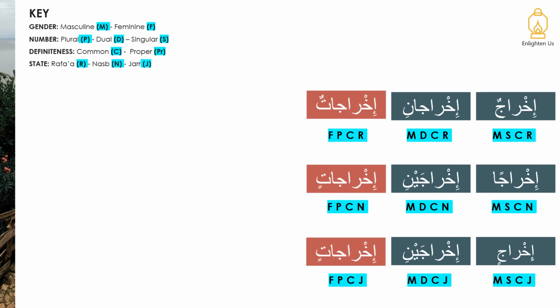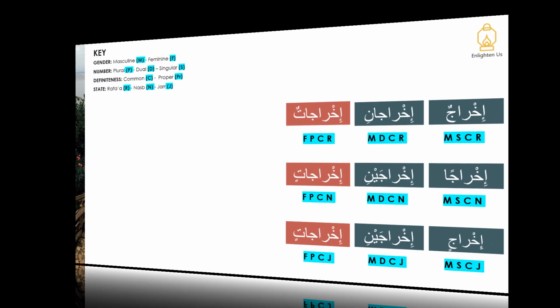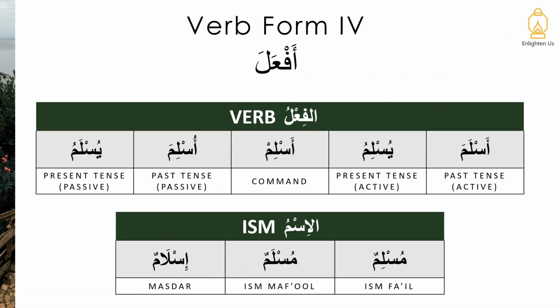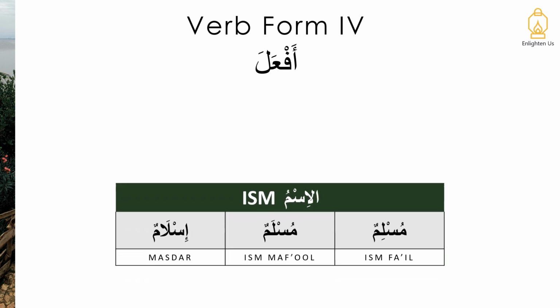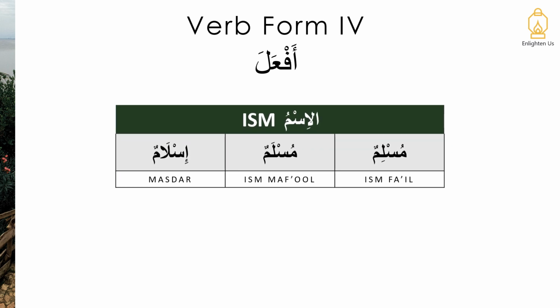Now let's move on and look at the second example that we looked at. Last time we also looked at أسلم: أسلم, يسلم, أسلم, and then our isms, مسلم, مسلم, إسلام. Again, our focus is expanding on the isms.